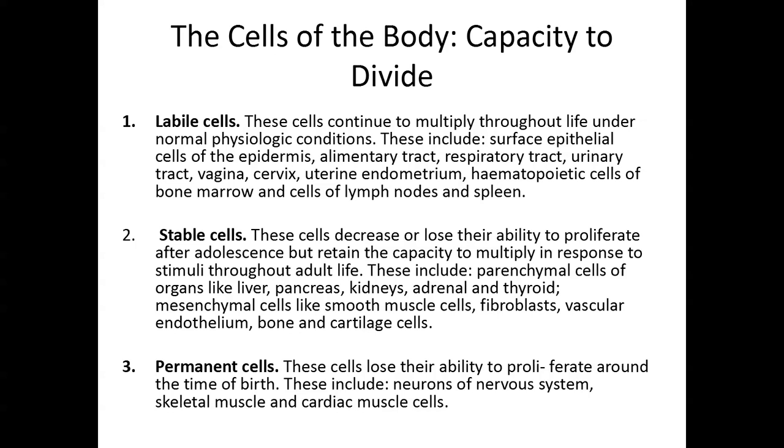And the third group, permanent cells. These cells lose their ability to proliferate around the time of birth. These cells include neurons of the nervous system, skeletal muscles, and cardiac muscle cells.